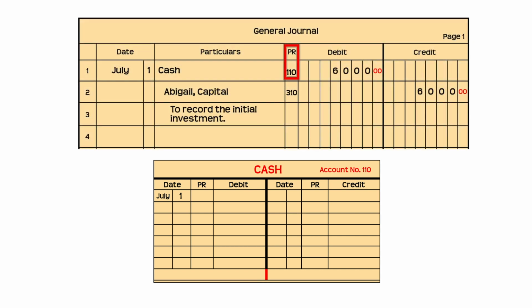The posting reference on the general journal is based on the account number of a specified account, which is cash. But the posting reference of the ledger is based on the page number of the general journal. Then, the amount of cash on the general journal is posted to the debit column of the ledger.